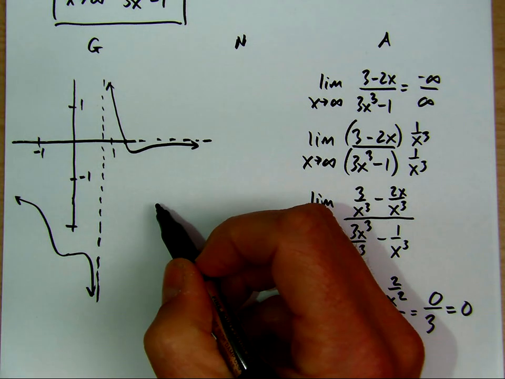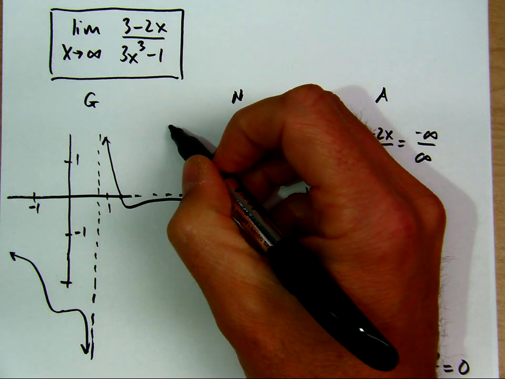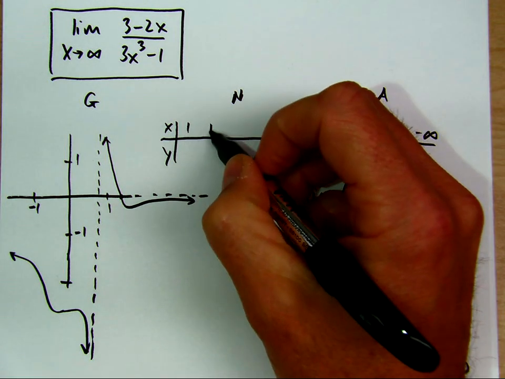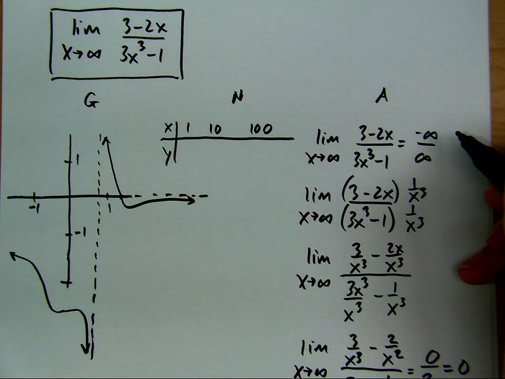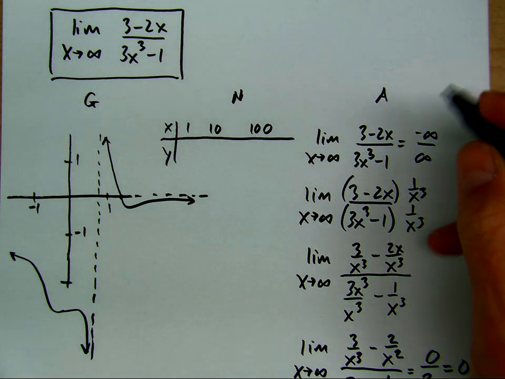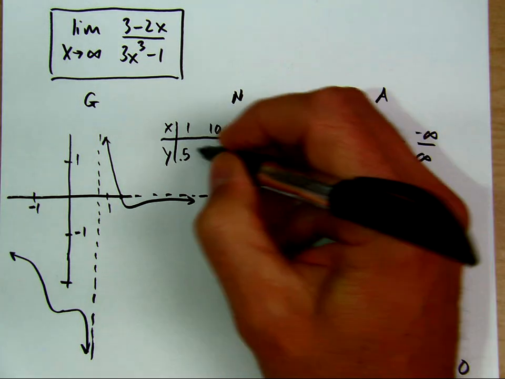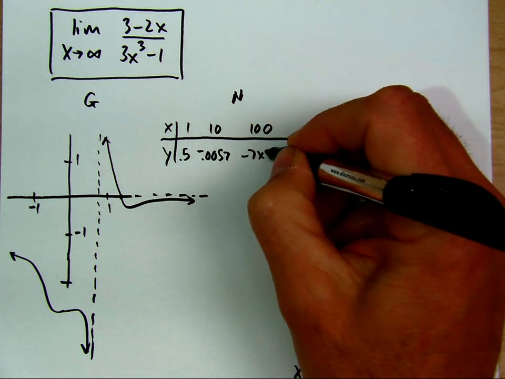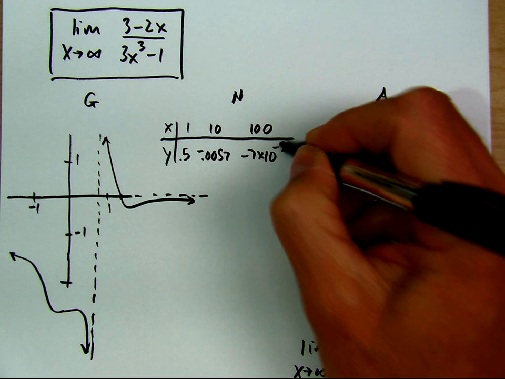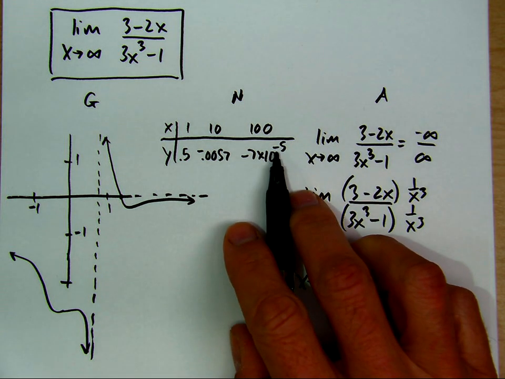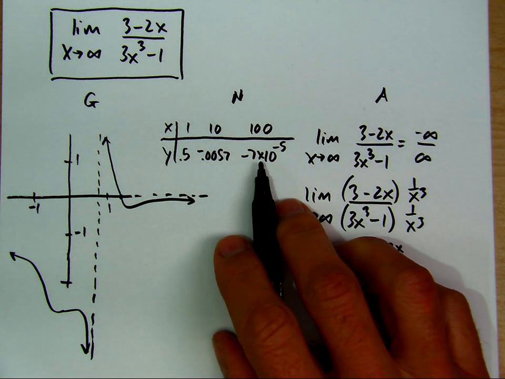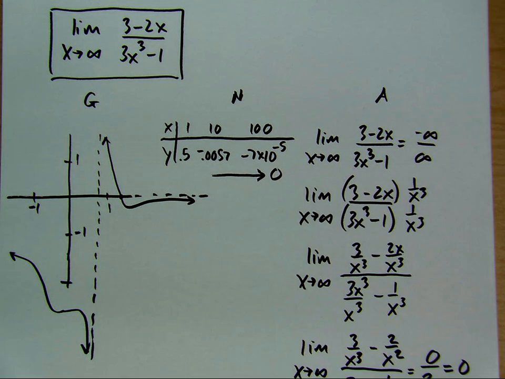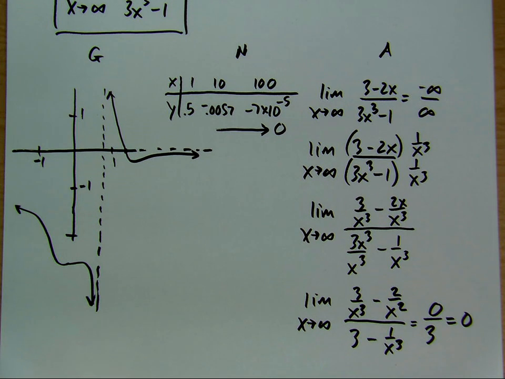And numerically, if we look at a table, we need to make sure we use numbers that are going to the right, getting large to the right. So that's 0.5. Negative 0.0057, negative 7 times 10 to the negative 5th. So make sure you know that this is a very small negative number and it's getting closer to 0. So we can see the limit. The y value is getting closer to 0, and all the representations agree.